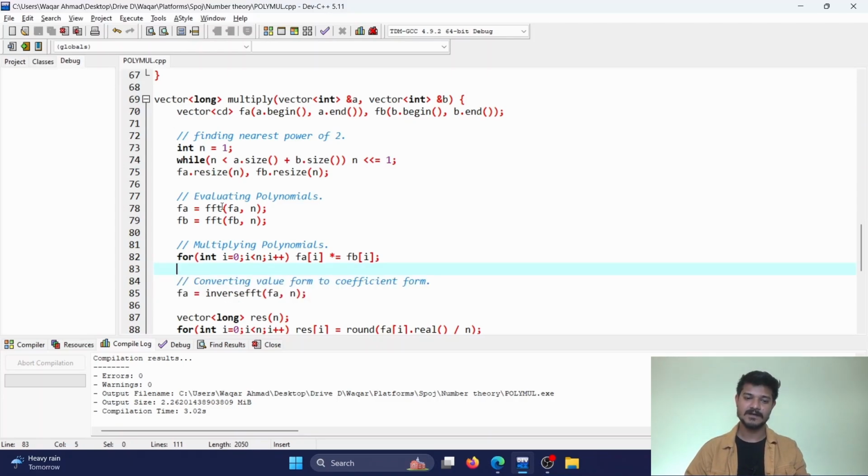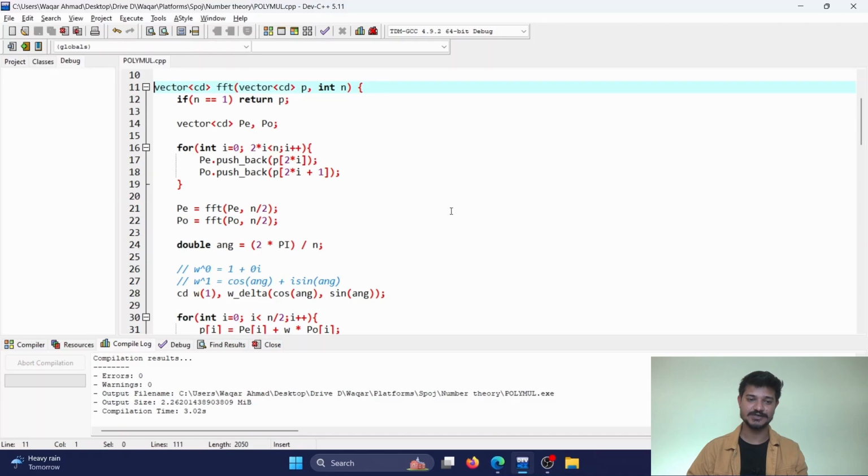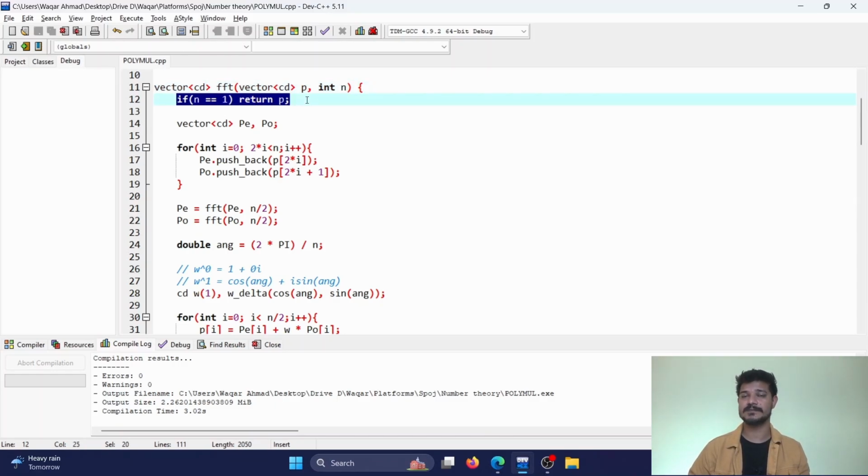So what we are doing, in the FFT function, we are evaluating polynomial fa on n different points. Let's go here and have a look at the implementation of FFT. So the implementation works something like this. We have a function that takes a polynomial and n, the number of points on which you want to evaluate this polynomial. The base case is if n is equal to 1. When n is equal to 1, that means you want the polynomial to be evaluated on 1 point. That means the degree of the polynomial is 0.